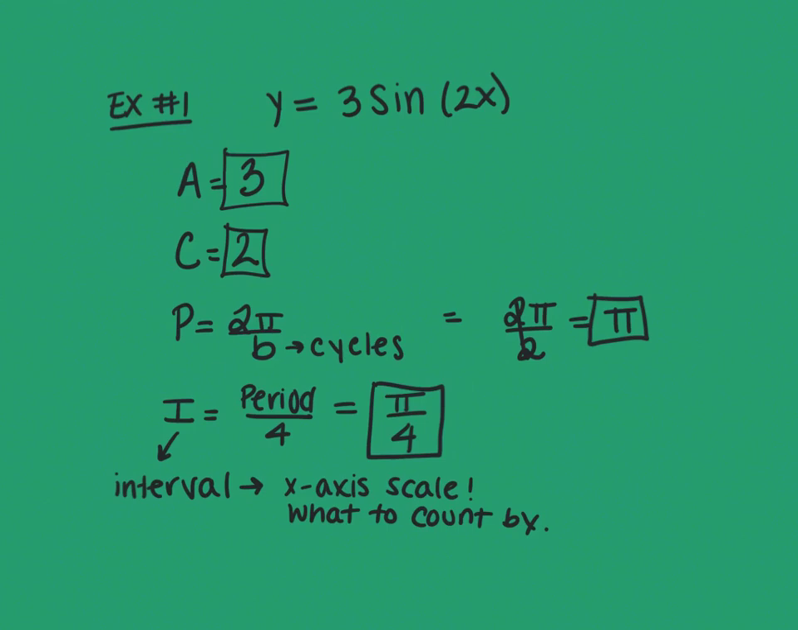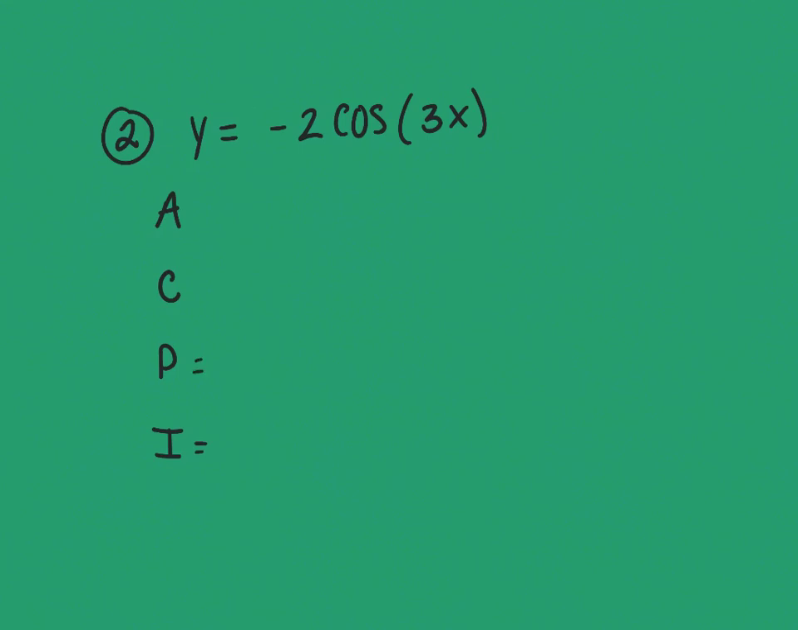So let's try a little bit more of a challenging example. All right, so example number 2, we'll say is y equals negative 2 cos 3x. Down the line here, we want A, C, P, I. So A is my amplitude. From this equation, you should know my amplitude is the number in front. So my amplitude you see here as a negative 2.